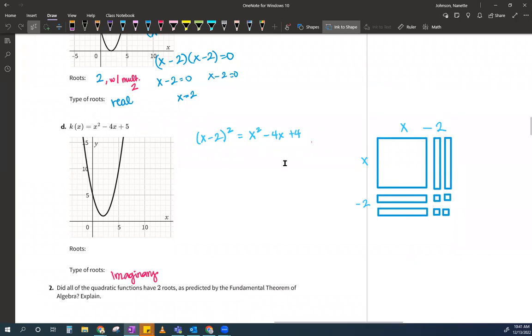Now here, if you notice, X squared matches X squared. Check. Negative 4X matches negative 4X. Check. Yay. Oh man, but 4 doesn't match 5. So your brain should be saying, how do I get from 4 to 5? What do I need to do to get from 4 to 5? Anybody? How do I get from 4 to 5? Yeah, just add 1.